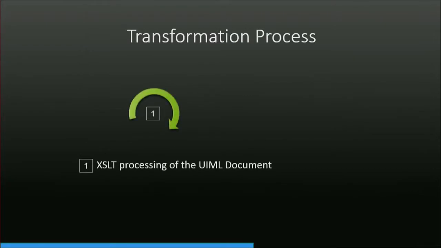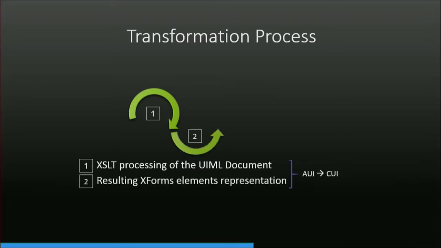For the transformation process, first we do some XSLT processing of the very UIML document, and we then arrive at an XForms representation which contains all the elements, all the submission, all the data parameters, all the models, everything that you would need for a valid HTML document with XForms. These two steps represent the abstract user interface to concrete user interface transformations. And also here we add some references to CSS files if needed, or JavaScript files.